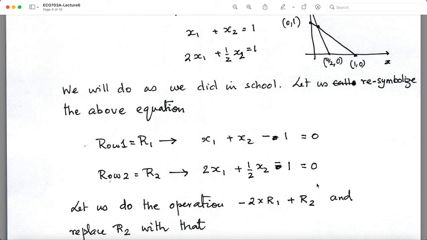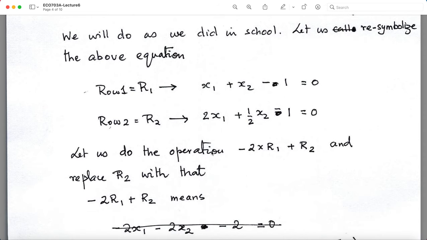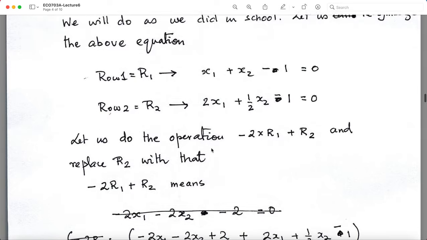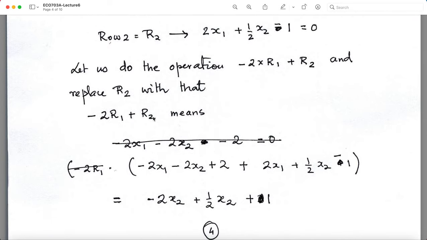You might ask, is this valid? If we do this, do we maintain some semblance? Means if we change the row by this, whatever system we finally get, which is easier to solve, will that solution be the same as the original one? The answer looks to be yes. So in this particular case, minus 2 R1 plus R2 means this, right?